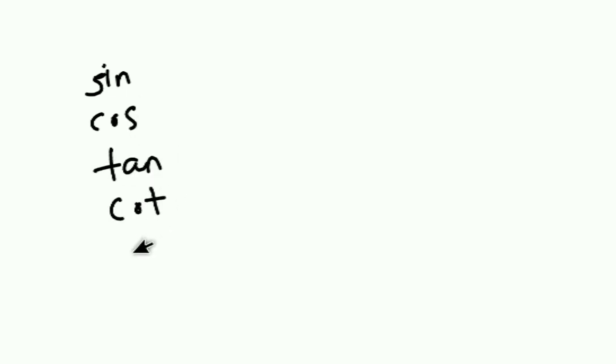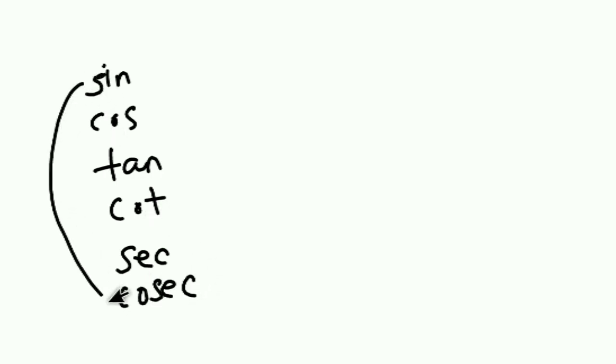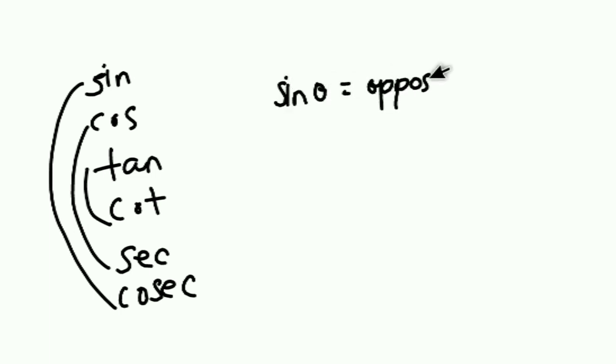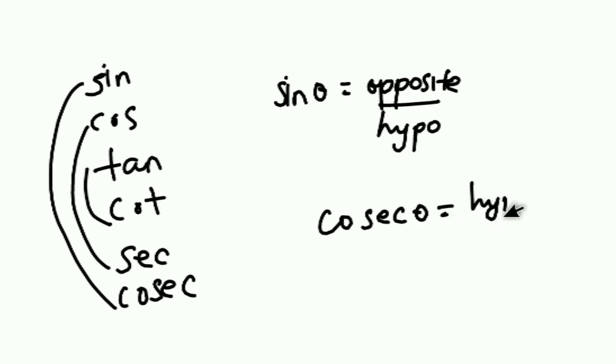So basically there are six trigonometric ratios. So your first is sine, then second is cos, then tan, then cot, then sec, then cosec. So sine is inverse function of cosec, and cos is inverse function of sec, and tan is inverse function of cot. Since you know that sine theta is equal to opposite side divided by hypotenuse, your cosec theta will be equal to hypotenuse divided by opposite side. In the same way for all the inverse functions.